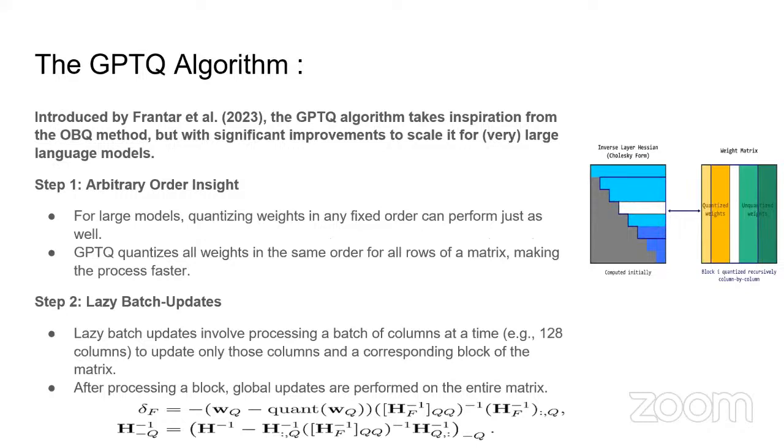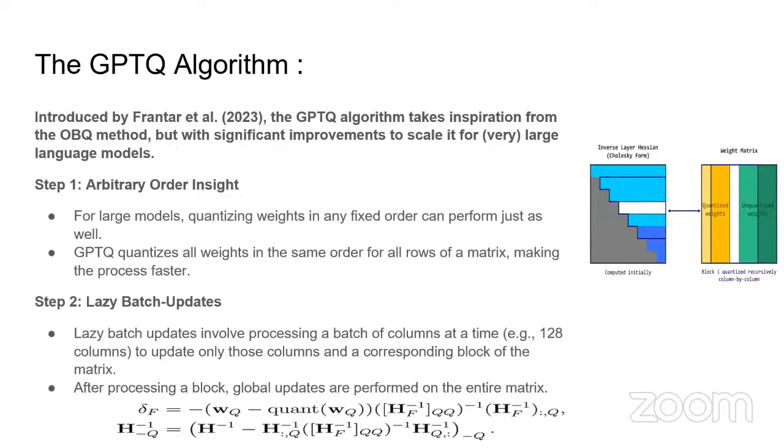Then there is the GPTQ algorithm. It was introduced by Frantar in 2023, which is a highly efficient post-training quantization method, designed for very large language models, inspired by OBQ, which is the Optimal Brain Quantization method. GPTQ incorporates key optimizations that enable it to handle massive models. Then there are certain steps related to the GPTQ algorithm.